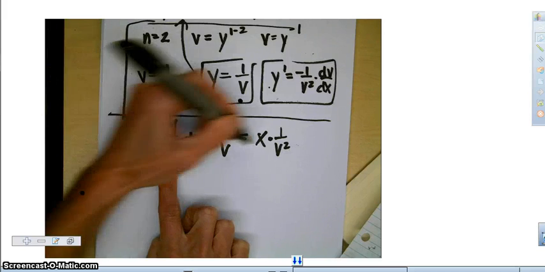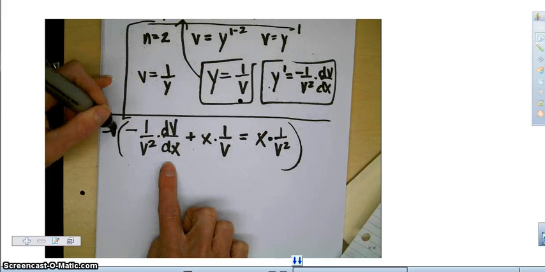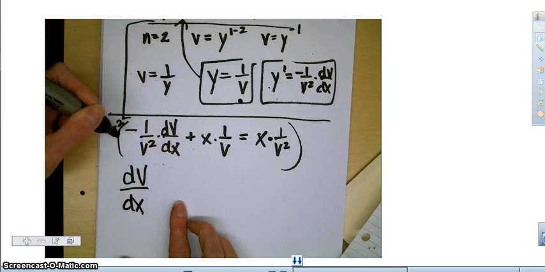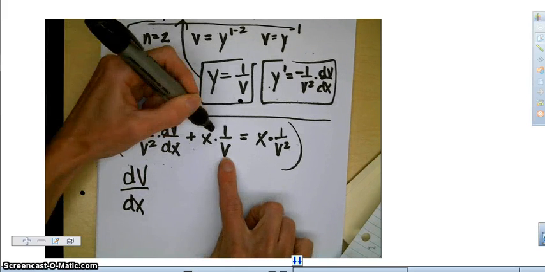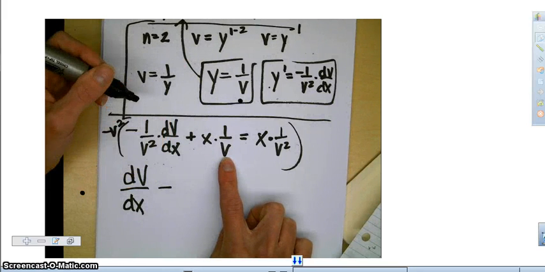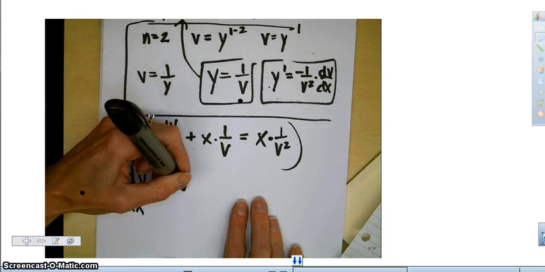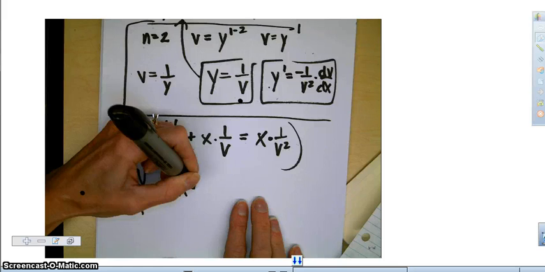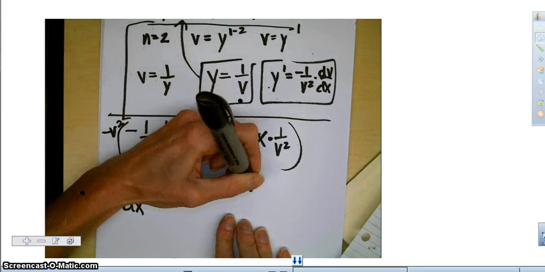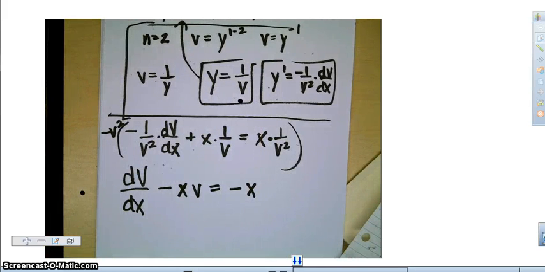I'm going to multiply the entire thing, both sides, by negative v squared. So I get dv over dx. Okay, multiply this by v squared. I'm going to get minus xv equals negative x. Yes? Okay.